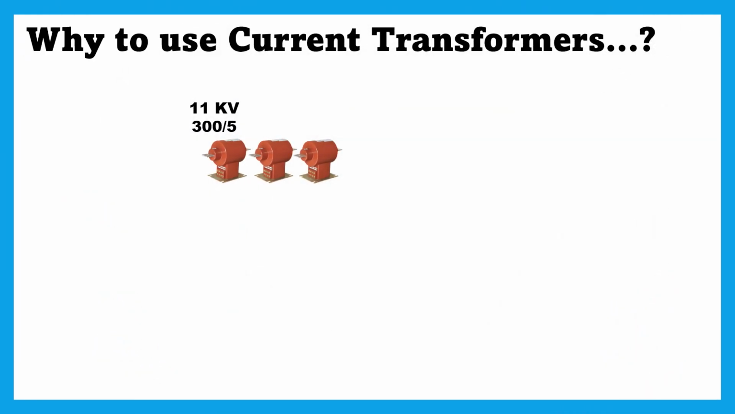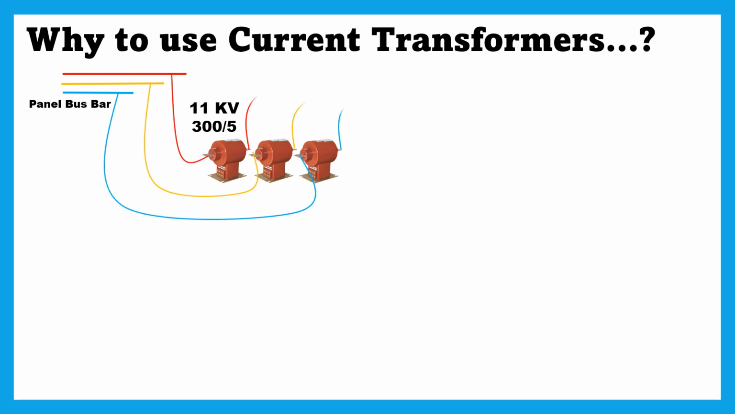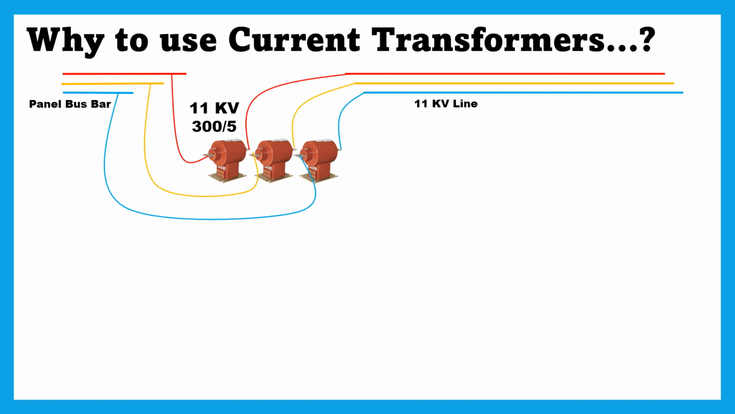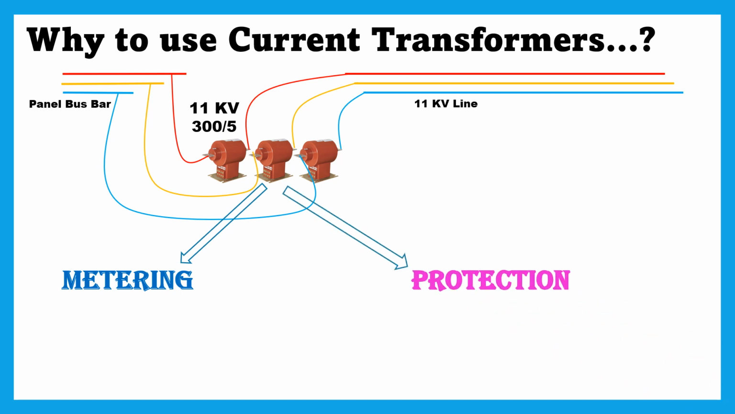Now, to understand the purpose of using CTs, let's quickly draw an 11 kV line network emanating from a substation. Here it is. Won't you like to know the load energy passing through this feeder? And shouldn't this feeder get tripped if any fault occurs on the line? Wouldn't it be fantastic? To fulfill both of these purposes, we need CTs. The first purpose is called metering and the second one is protection.